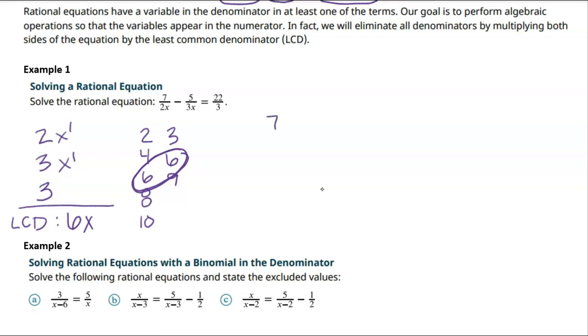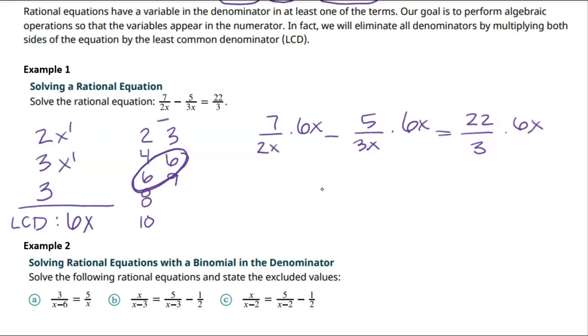That's what I'm going to multiply each and every term in my equation by. By doing so, I'm going to move all of my x values into the numerator and turn this rational equation into a linear equation. To step back just a little bit, I do want to make sure that I recognize that x cannot be equal to 0.